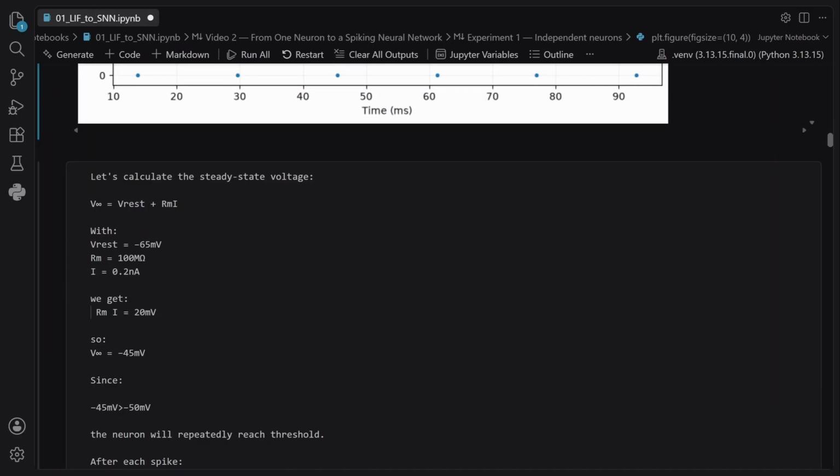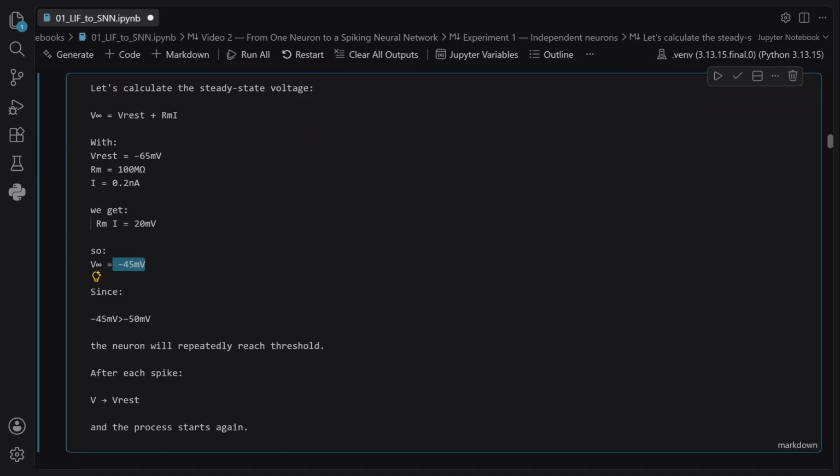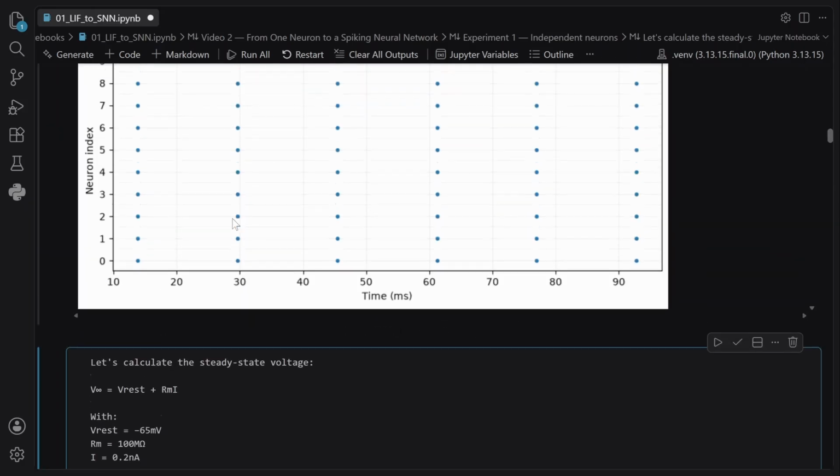This is for mathematical understanding. We have resting potential. I believe that's minus 65 millivolts. We have 100 mega ohms resistance and 0.2 nanoampere current. So we get 20 millivolts, and we add 20 millivolts to minus 65 millivolts, we get minus 45 millivolts. Since minus 45 millivolts is greater than minus 50 millivolts, every single neuron is spiking constantly.